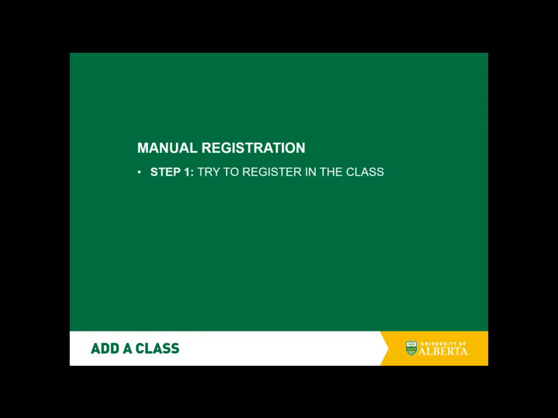Your first step would be to try to enroll in the class. Next, you would add it to your watch list if it is not allowing you to enroll. And then your third step would be to contact the department.